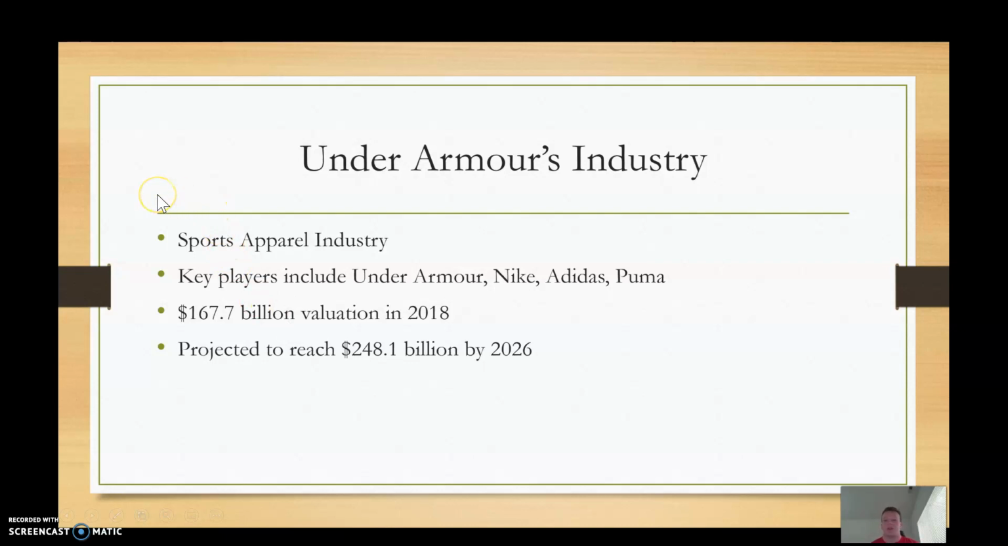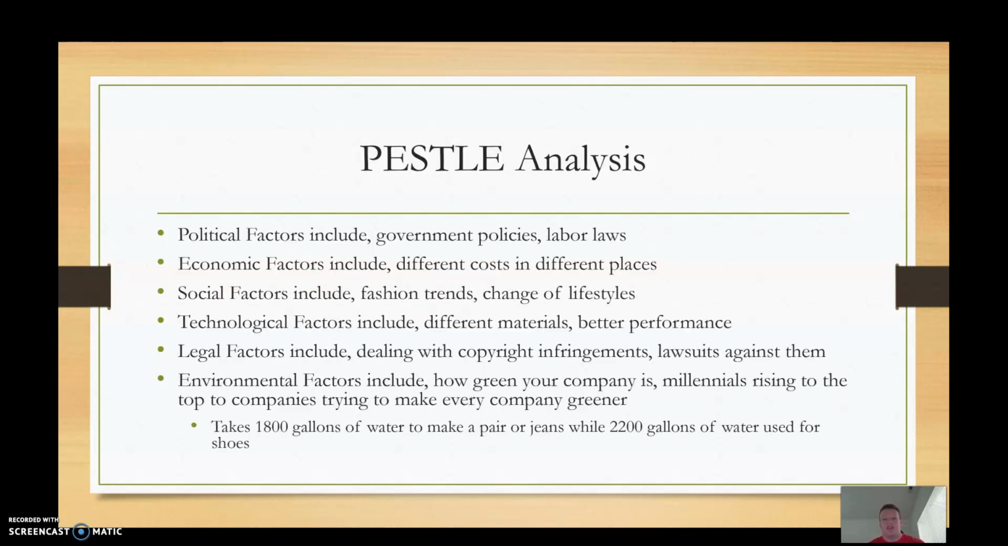To start off with Under Armour's industry, they are big competitors in the sports apparel industry. Some of the key players include Nike, Adidas, and Puma, with obviously Nike being the biggest in terms of revenue in the market. The sports apparel industry had a $167.7 billion valuation in 2018, and some experts say that there's potential for it to reach about $248 billion in 8 years by 2026. Next is just the PESTLE analysis within the industry.